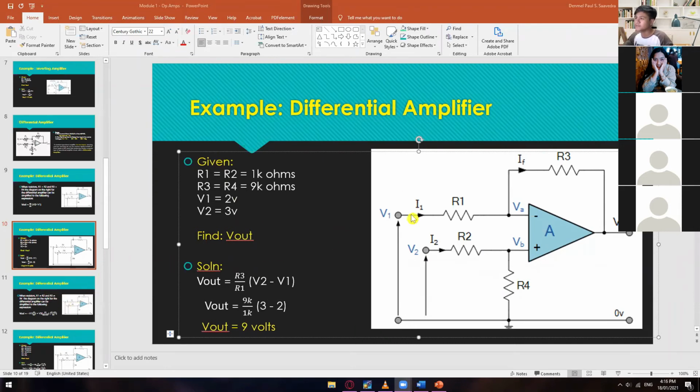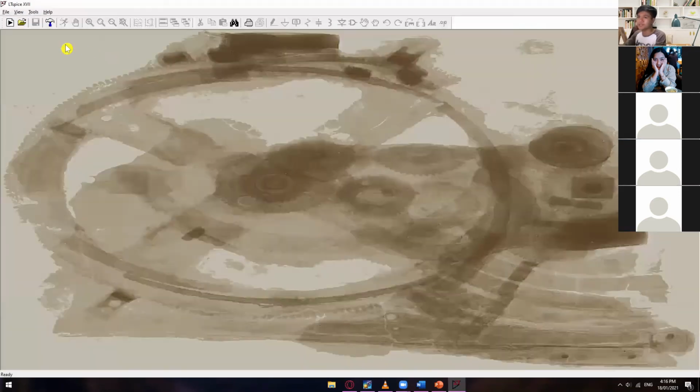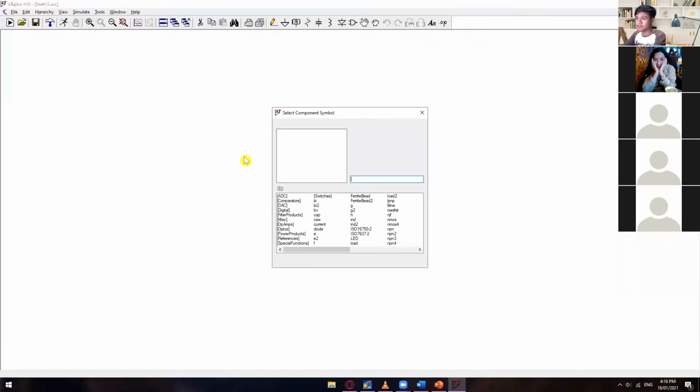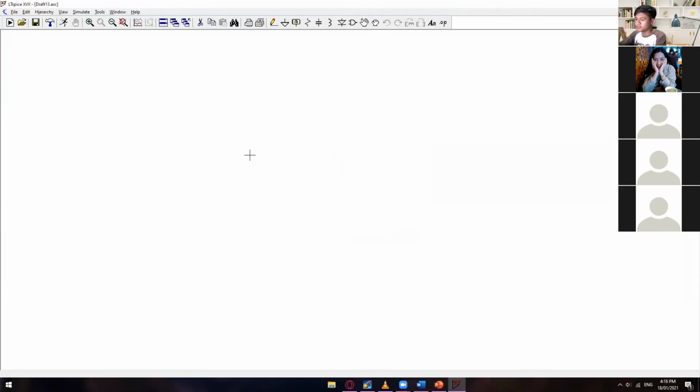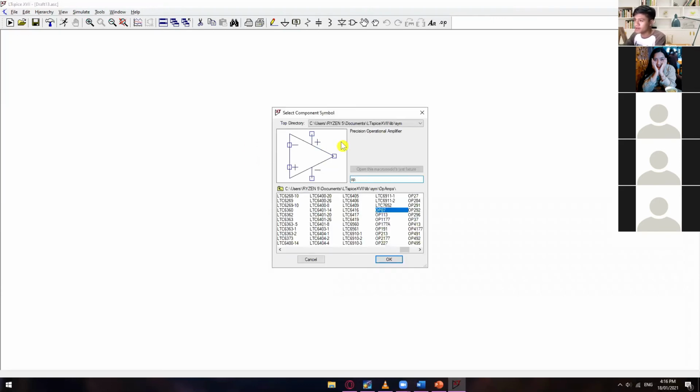So that's it for the differential amplifier, having the same resistance value for R1 and R2, and then R3 and R4. Maybe the next thing that you want to do is verify this in LTSpice, whether this is really correct or not. So let's do this in LTSpice. I'll create a new schematic. We're going to use the universal op amp.